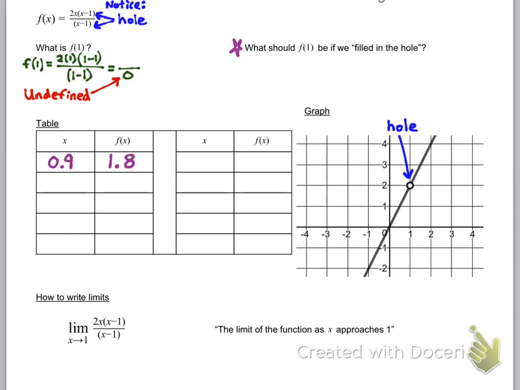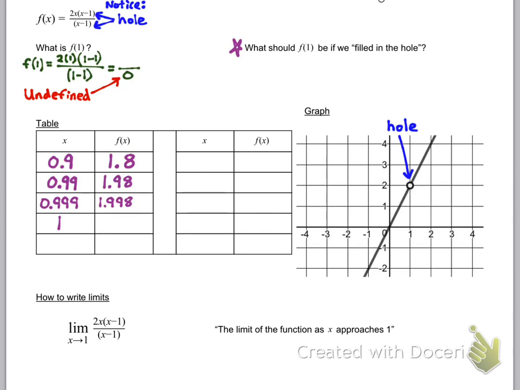If I plug in a number really close to 1, that will help me get an idea of what maybe it should be if I plugged in 1, even though I'm not allowed to plug in 1, as you guys see up above. If I plug in 0.9, I get 1.8. Let's move a lot closer. Let's plug in 0.99. Well, when you plug in 0.99, you get 1.98. If you plug in 0.999, you get 1.998. Do you guys see what this is getting closer and closer to?